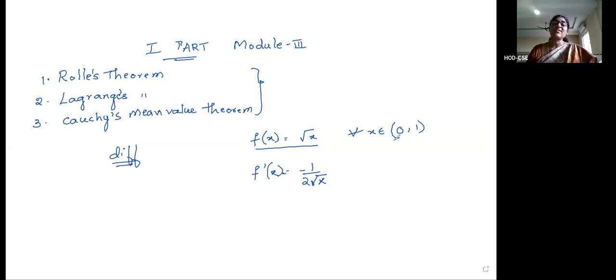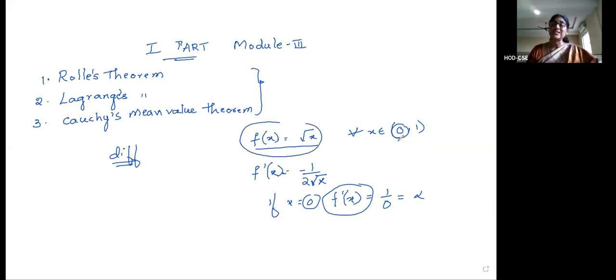You all know that if x is equal to 0, what happens? F dash of x will become 1 by 0, which is nothing but infinity. So here the derivative does not exist at x is equal to 0. Even though the function is continuous, the derivative does not exist at that point. So in this interval, the mean value theorem is not applicable. Is it clear, right? Okay.